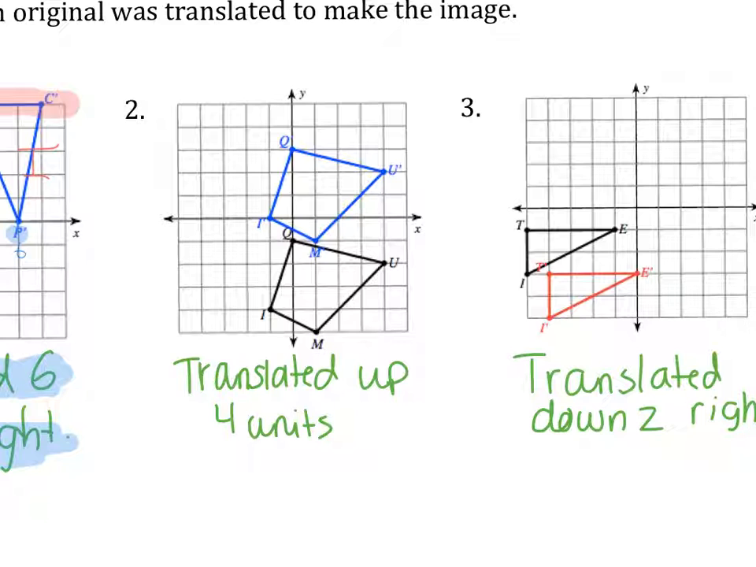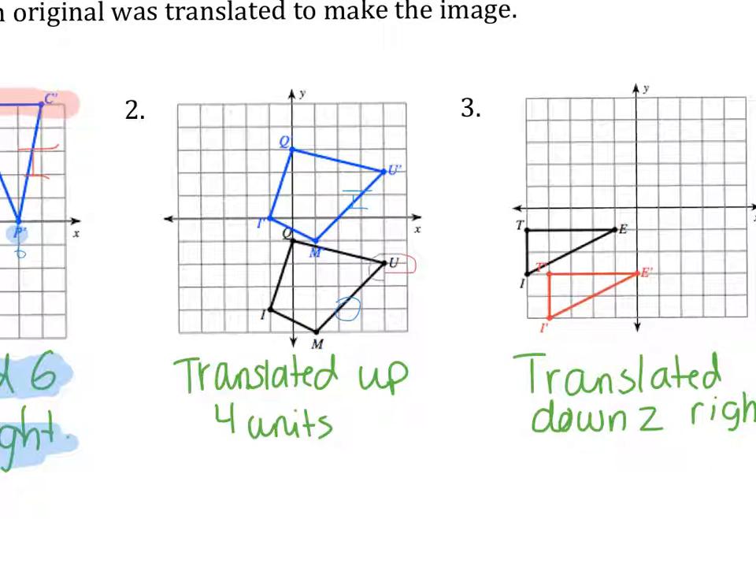All right, number 2, we have in blue is going to be the image, and then in black is the original. So if you look at the orientation, everything still looks the same. QU is on the top, IM is on the bottom. It wasn't rotated, it wasn't reflected, it was translated. So you always have to start at the original. That's your starting point.